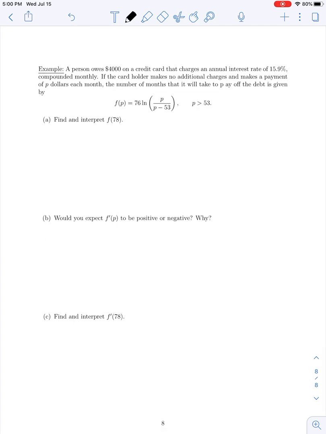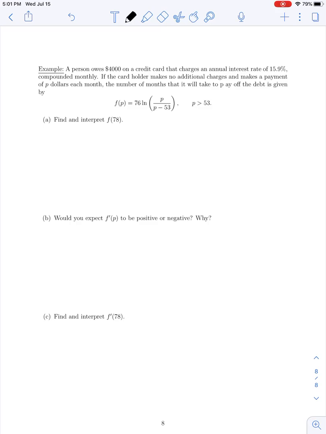So in our last example for this section, we'll look at an application involving the derivative of a logarithmic function. Here we're told a person owes $4,000 on a credit card that charges an annual interest rate of 15.9% compounded monthly. If the cardholder makes no additional charges and makes a payment of P dollars each month, the number of months it will take to pay off the debt is given by the function f of p, which is 76 times the natural log of p divided by p minus 53, where p is greater than 53.